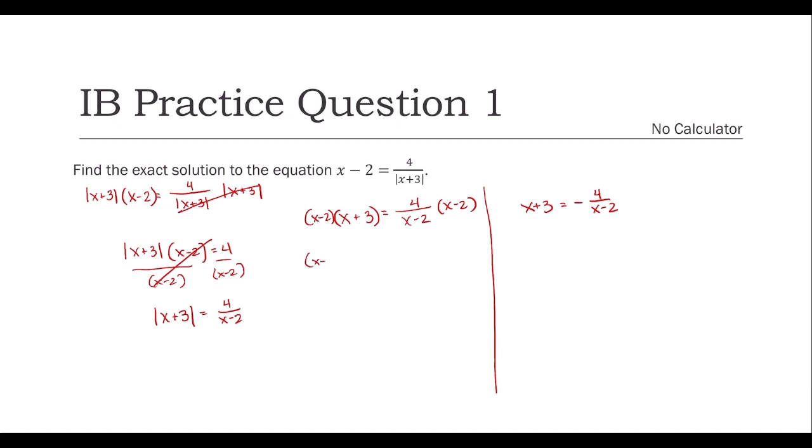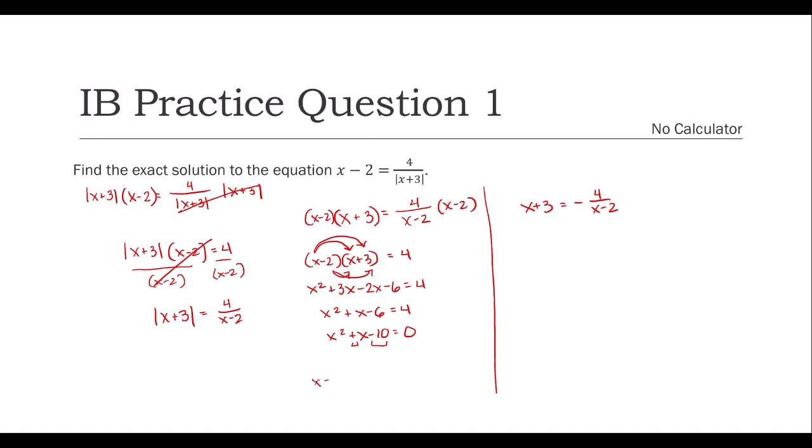So we have x minus 2 times x plus 3 equals 4. We can distribute here to get x squared plus 3x minus 2x minus 6 equals 4. So x squared plus x minus 6 equals 4. Then we'll subtract 4 from both sides to get x squared plus x minus 10 equals 0. We can't factor this because there's nothing that multiplies to negative 10 and adds to 1. So we'll use the quadratic formula.